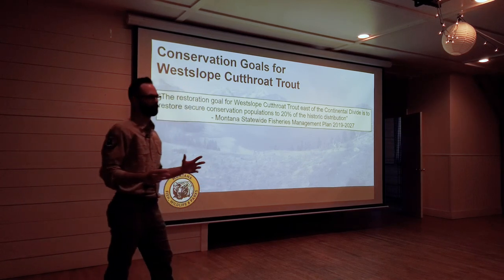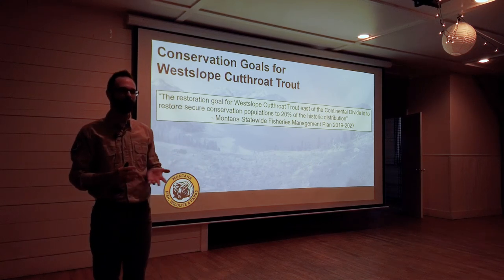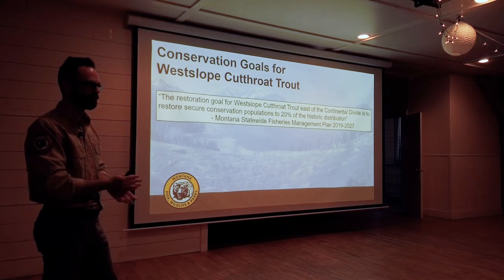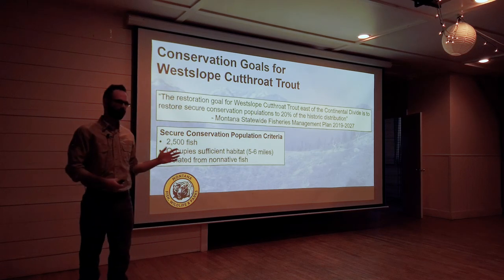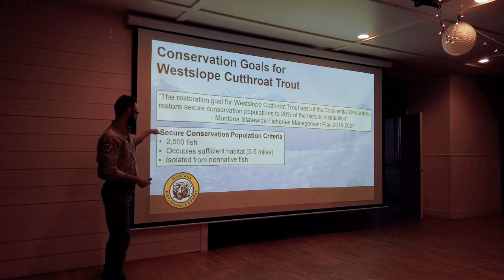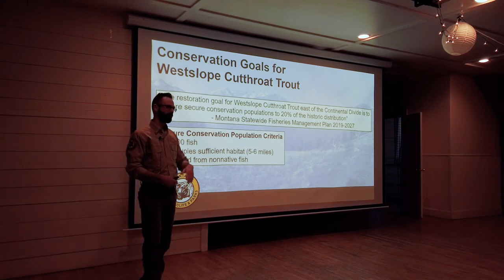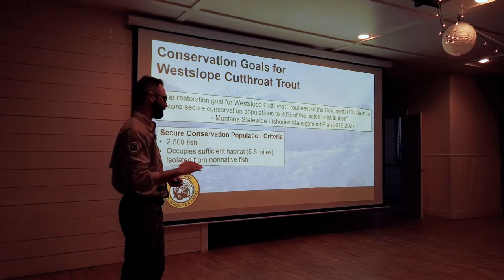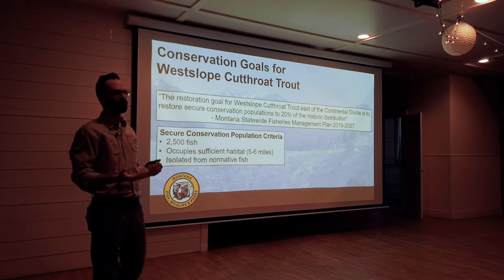A conservation population of Westslope cutthroat trout would be any population that tests genetically at least 90% Westslope cutthroat trout ancestry. And for a secure conservation population, the criteria are that you have to have a large population of around 2,500 fish, it occupies sufficient habitat to persist into the future, which is typically around 5 to 6 miles as a minimum, and it has to be physically isolated from non-native fish.